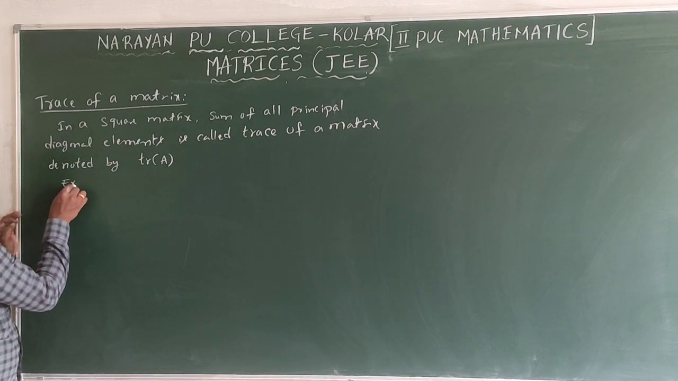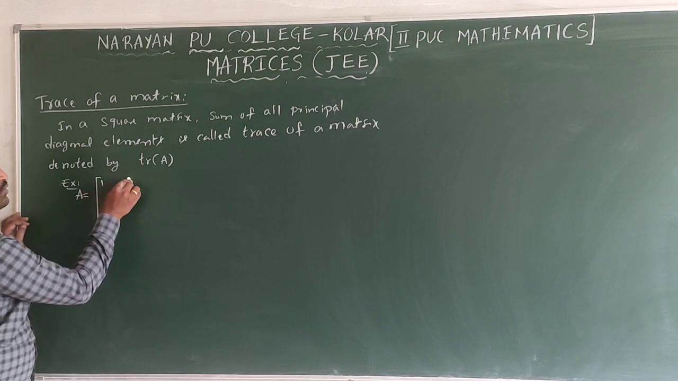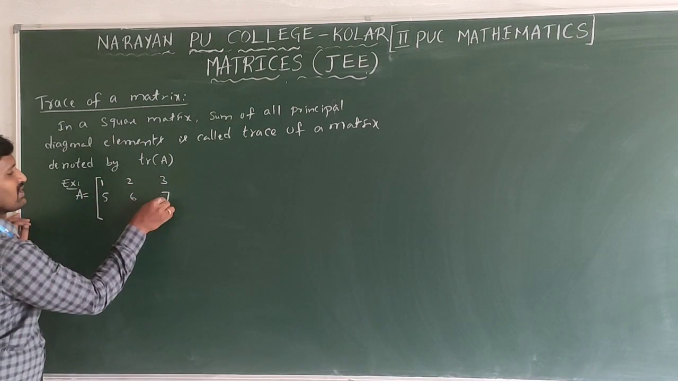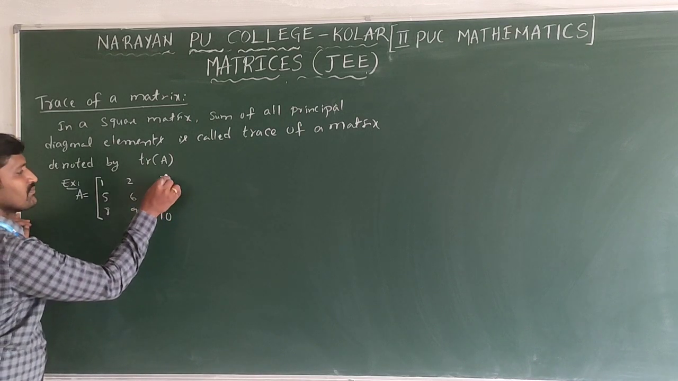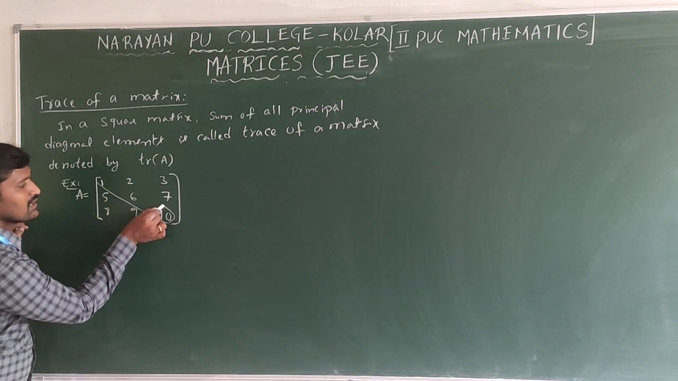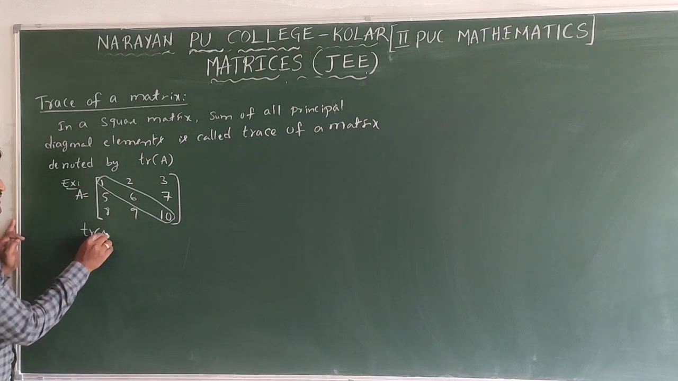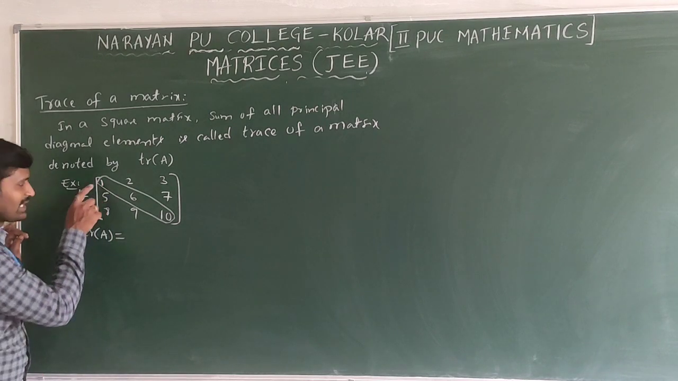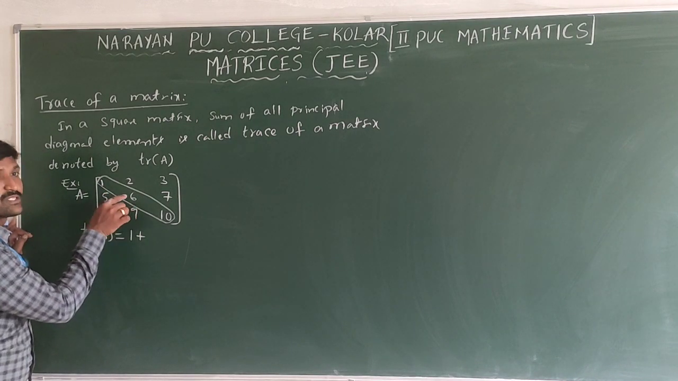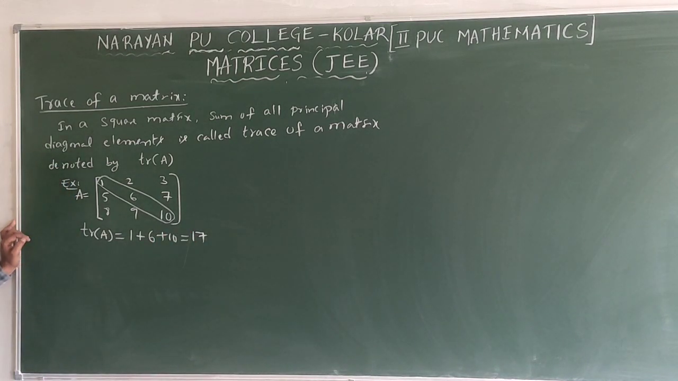For example, I am taking matrix A like this: 1, 2, 3, 5, 6, 7, 8, 9, 10. Which is the principal diagonal here? Clearly, this is the principal diagonal. Trace of A equals, how to find this? Sum of principal diagonal elements: 1 plus 6 plus 10, that is 17. We just need to add the principal diagonal elements in a square matrix. That is called the trace of a matrix.